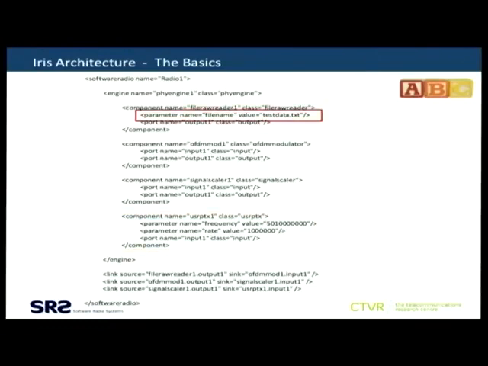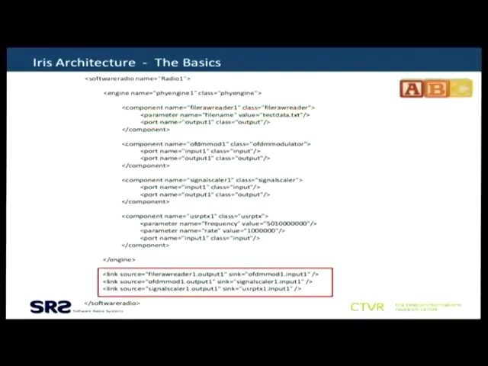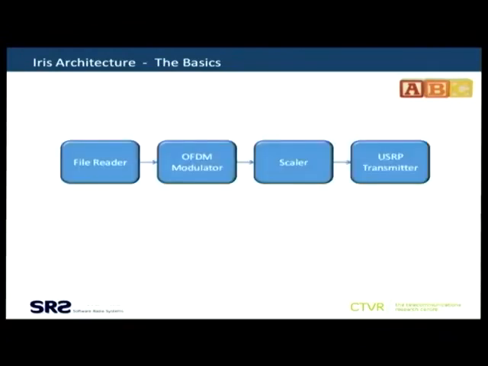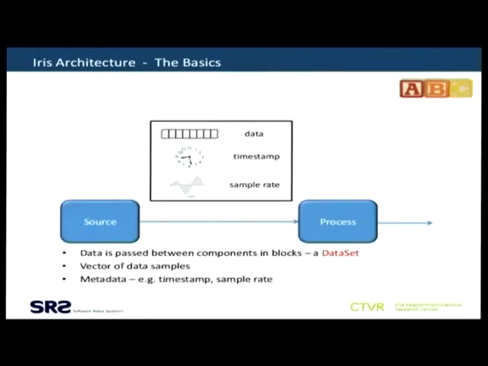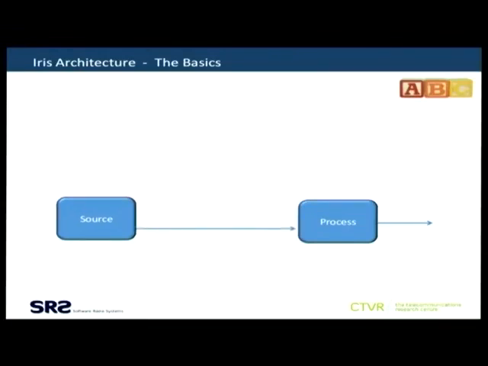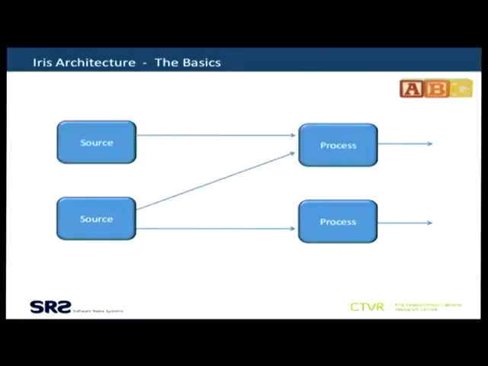Use the parameter tag to identify the parameter, set the value. You define ports, inputs, and outputs. And then you define links to link them together. That's how you create your flow graph and get it running. So that XML file will result in this simple flow graph for an OFDM transmitter. So between the source and the sink, you're passing these data sets. A data set contains data, timestamp, sample rate, and various types of metadata that you want to pass along with it. You can have simple source to sink flow graphs, but they support multiple inputs, multiple outputs, and so on, so you can build up pretty complex flow graphs.